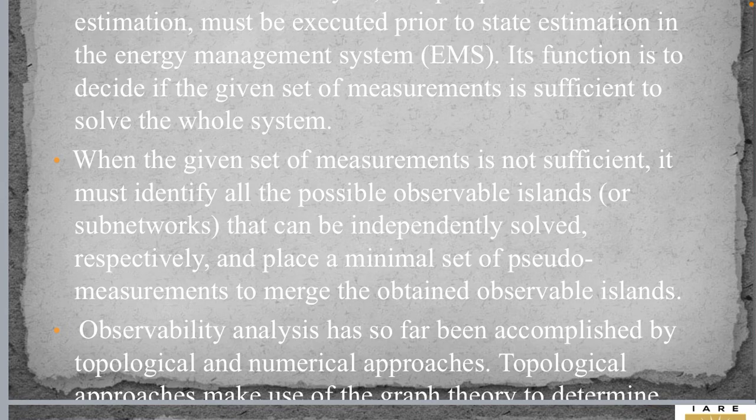Topological approaches make use of graph theory to determine the network observability based on the type and the location of measurements without any floating point arithmetic. Numerical approaches are based on the decoupled measurement Jacobian matrix and the associated gain matrix. An algorithm is developed to determine all the observable islands if the system is found to be unobservable. A similar approach is employed to place pseudo measurements to make the whole network observable.